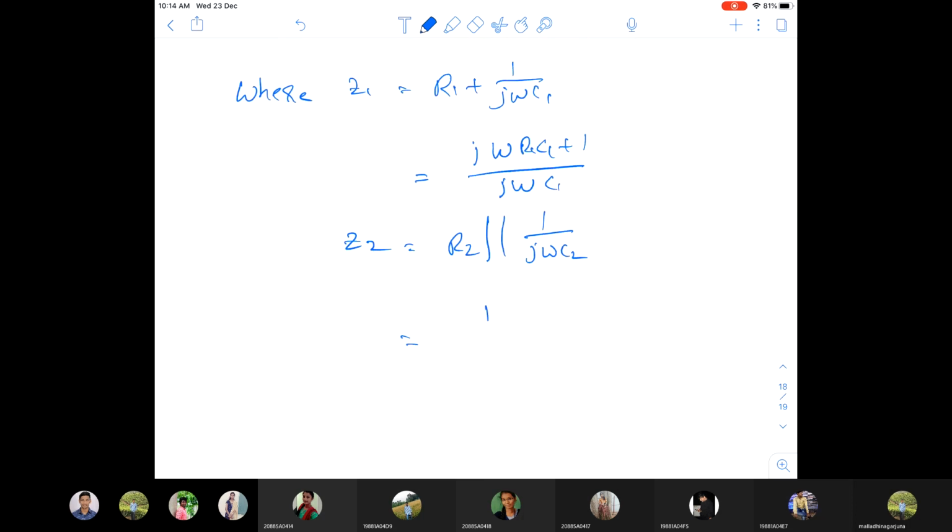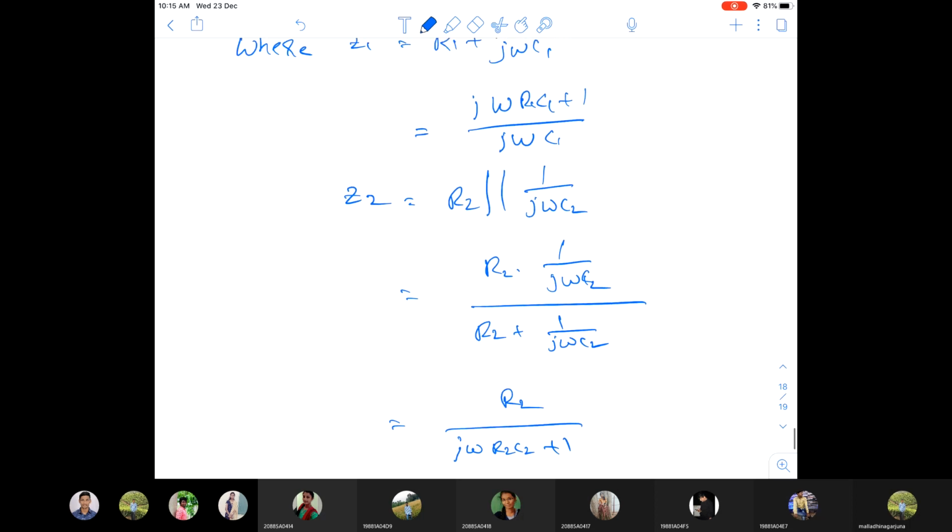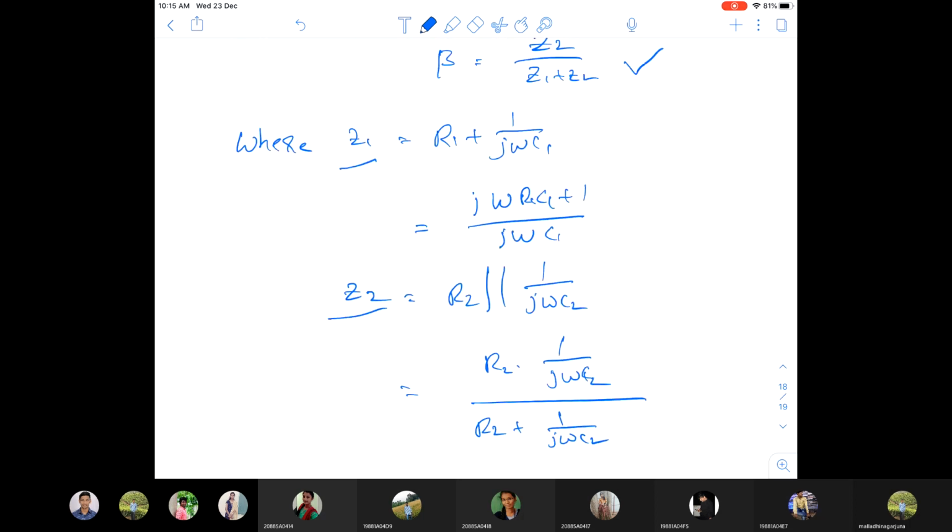So you can simplify this: R2 into 1 by j omega C2 divided by R2 plus 1 by j omega C2. Take the LCM and you'll get R2 by j omega R2 C2 plus 1. If you take this as a LCM and simplify it, you will get this equation. This is Z1 and Z2. Now substitute Z1 and Z2 in the beta equation.